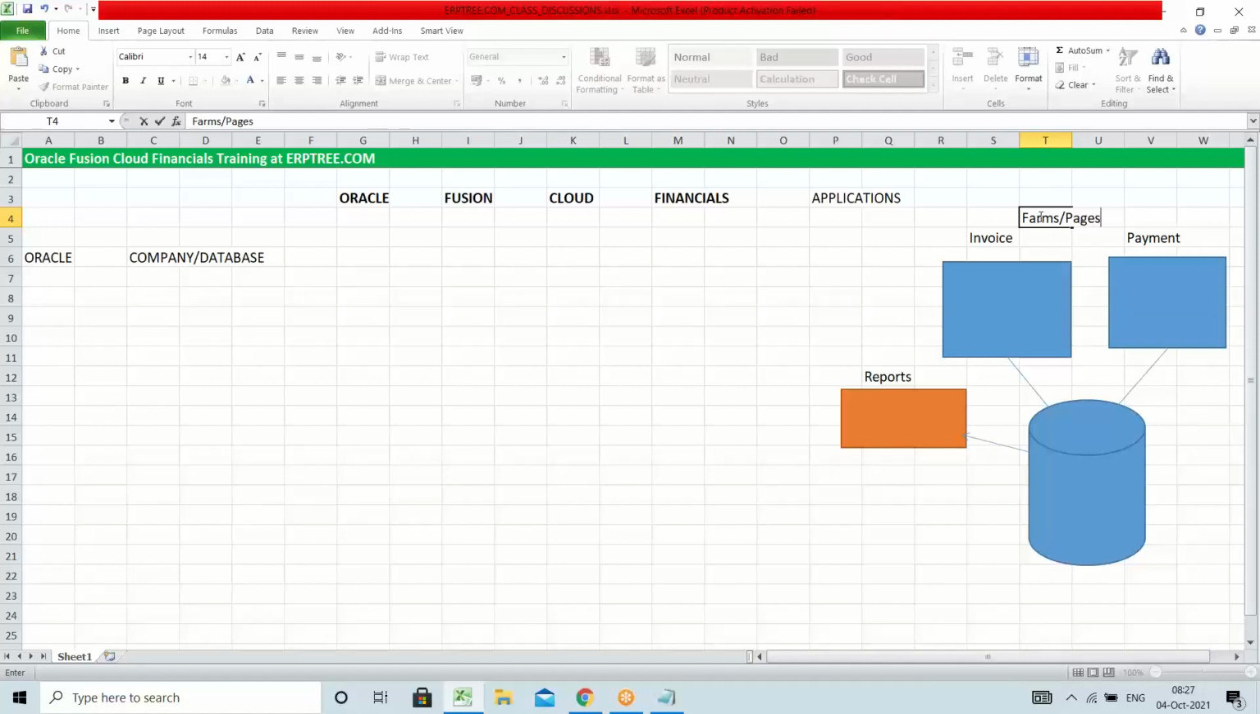Sorry, pages. Lakshman, I'm facing a challenge in hearing your voice. Oh, so maybe there's some internet connectivity issue from your end. Better you can disconnect and connect again.